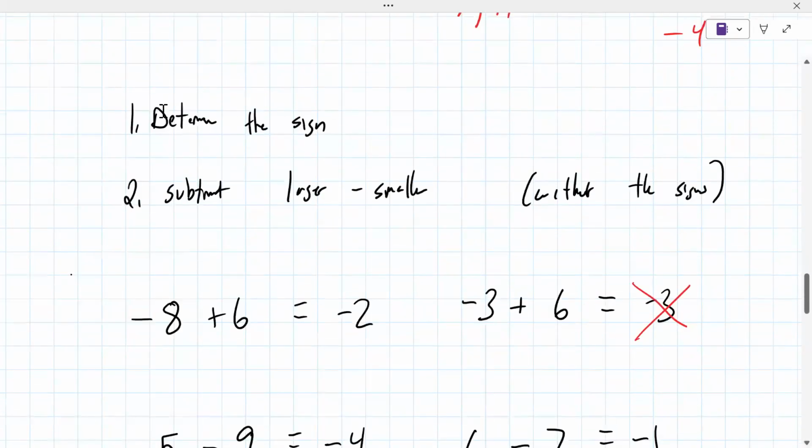Let's go back to the rules. Determine the sign, whichever one is further from zero. Then what is the second step? Subtract larger and subtract small. Yeah, larger minus smaller. And that's why you want to write this down in your own handwriting so you can see it. I never said to add.